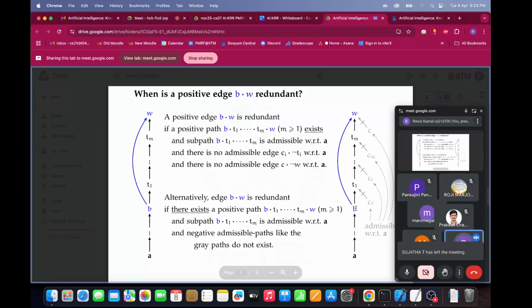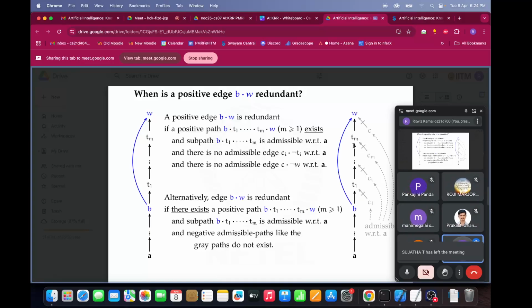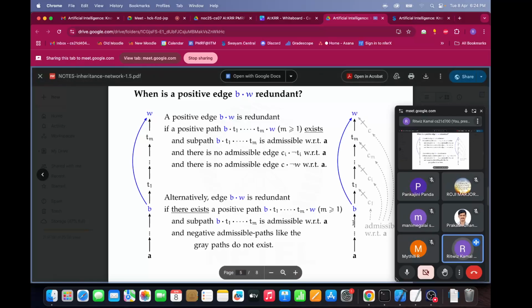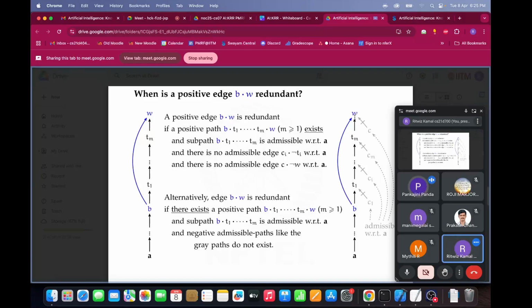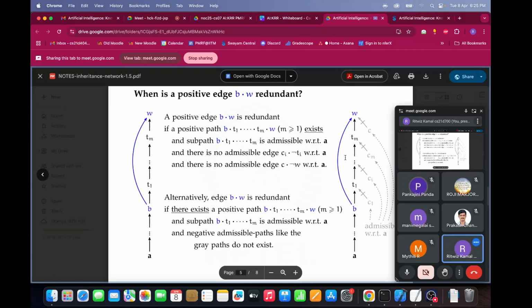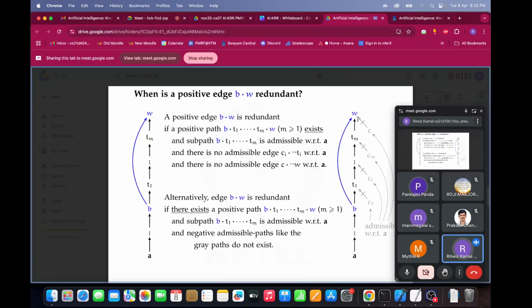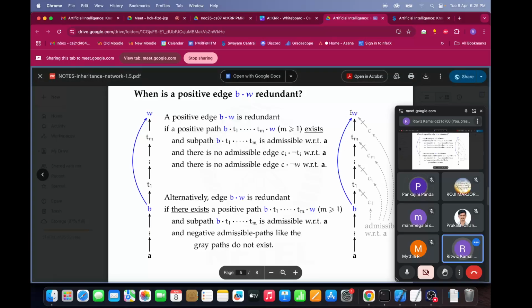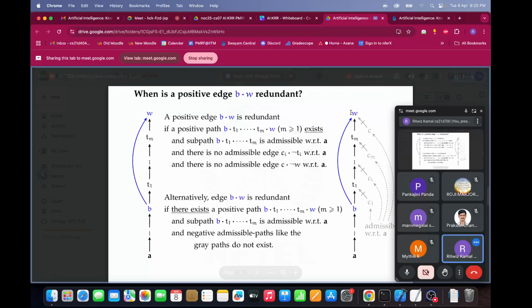If we already know that B is a T1 and T1 is a Tm and Tm is in turn a W, this already implies that B is a W. Do you agree with me? Yes, sir. So if we have an additional edge from B to W, this is not adding any extra information to the knowledge that we have, right? This is just a redundancy. Do you get the intuition? So the B to W path is the redundancy path.